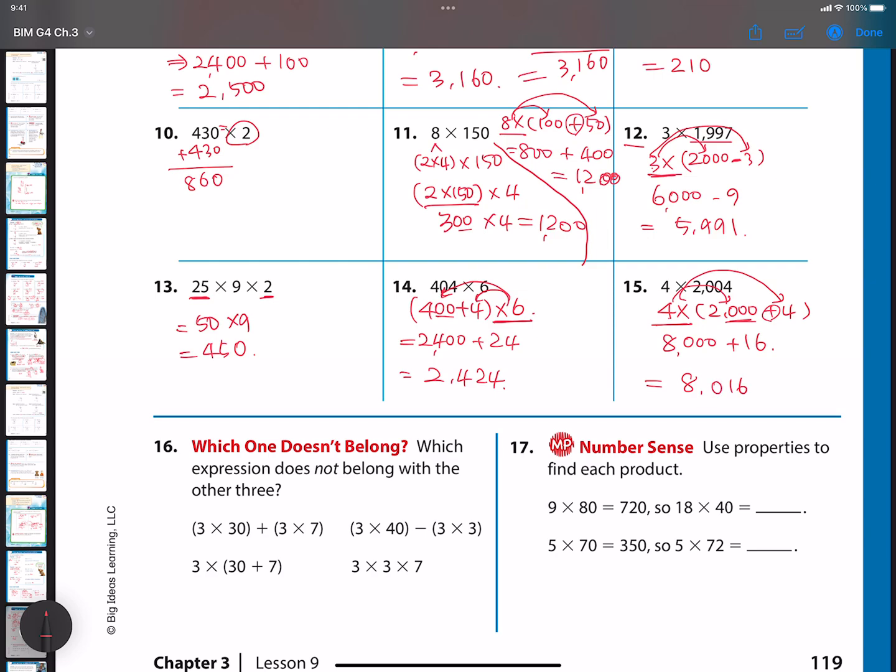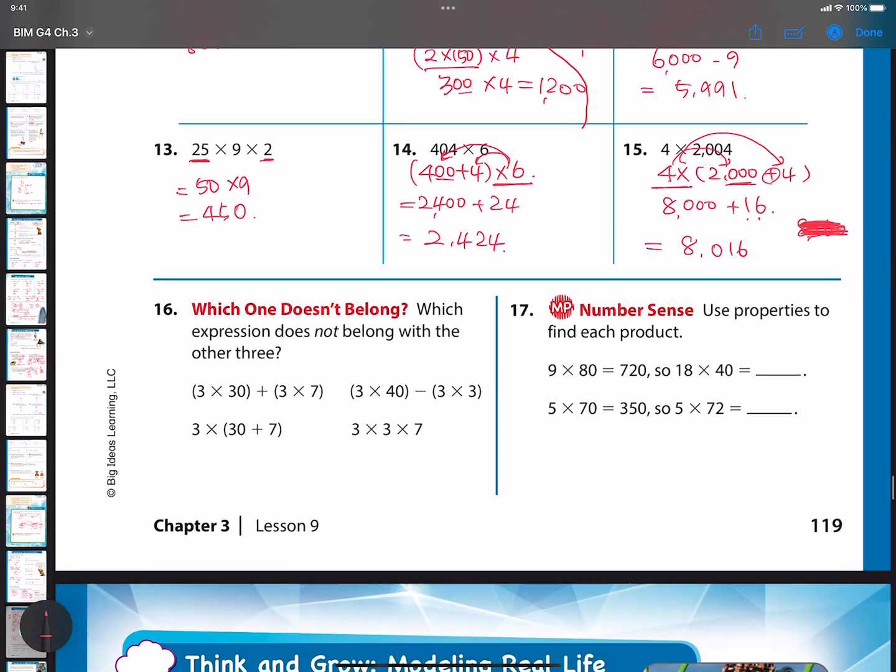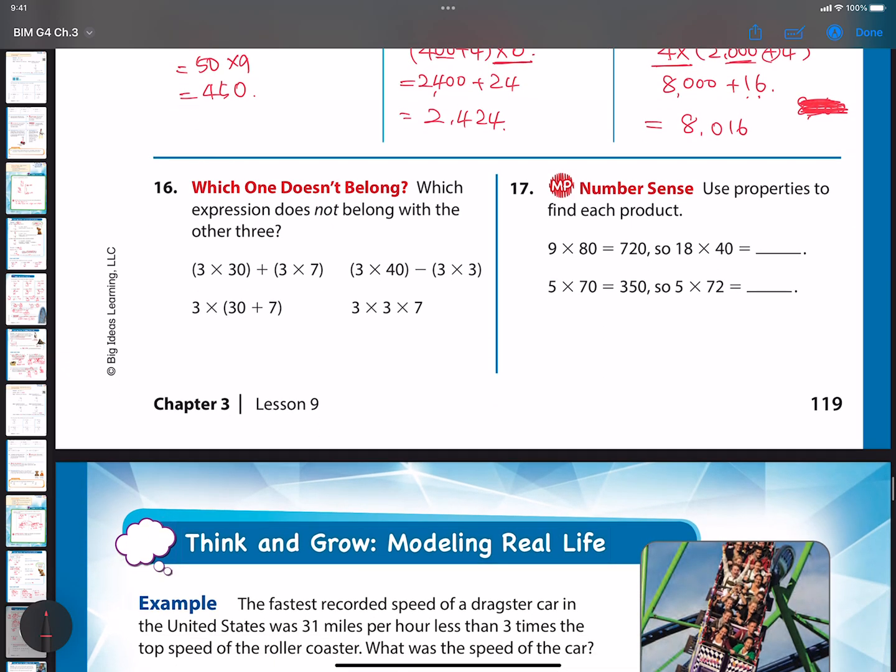8,016. Be careful, guys. Some of you might think, okay, I'm going to write 8,160. This is wrong, guys. Okay, don't get confused because this is what? Ones place and tens place. Always line them up. Okay, align is the key. All right, number 16.